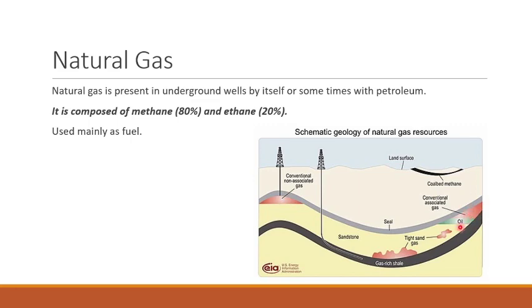Natural gas is composed mainly of two compounds. 80% of natural gas is methane, and 20% of natural gas is ethane. As before, used mainly as fuel.